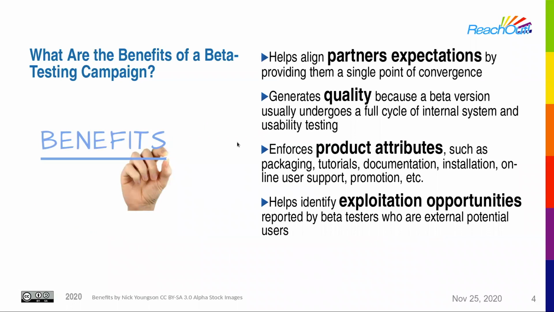And beta testing has many benefits. It provides a focus point for the project, which can align their expectations. So the project partners can focus on this. Beta testing also provides feedback, which of course can be used to increase the quality of the product. It also enforces other necessary product attributes, so including documentation, packaging, installation, etc. And thus it increases the value of the project. And finally, of course, the feedback provided by the beta testers can be useful to identify further exploitation of the project results.